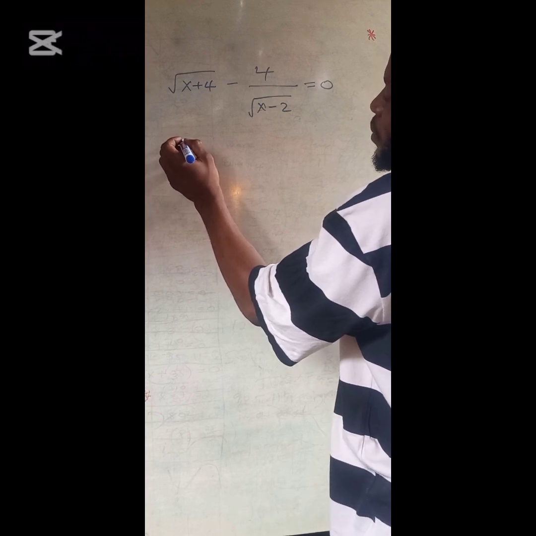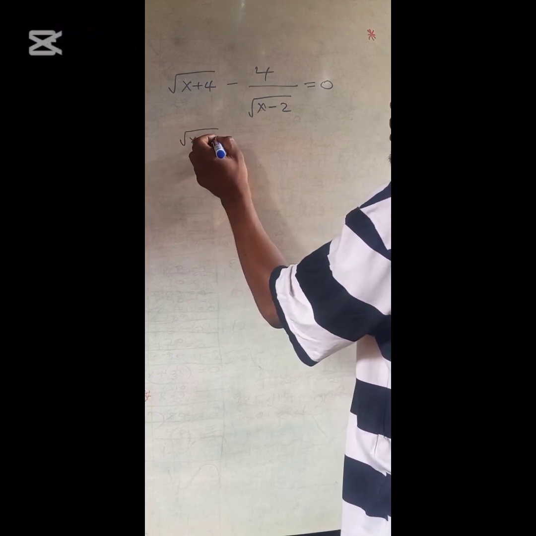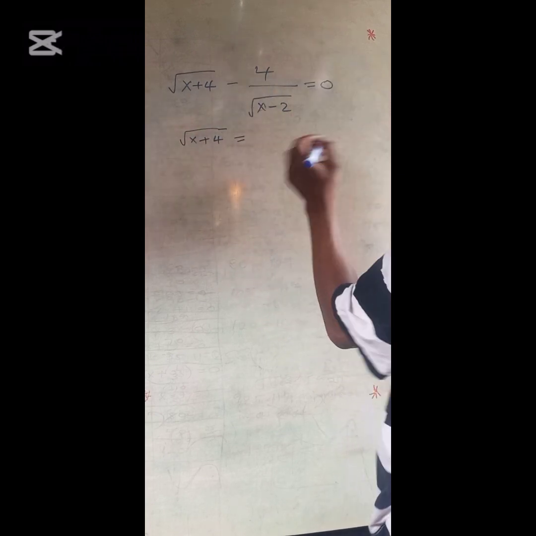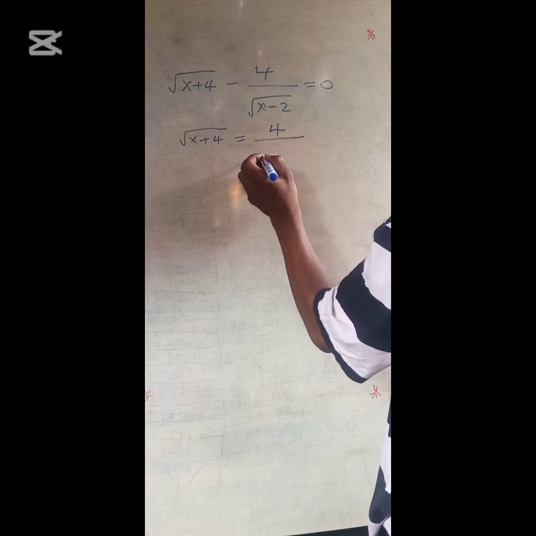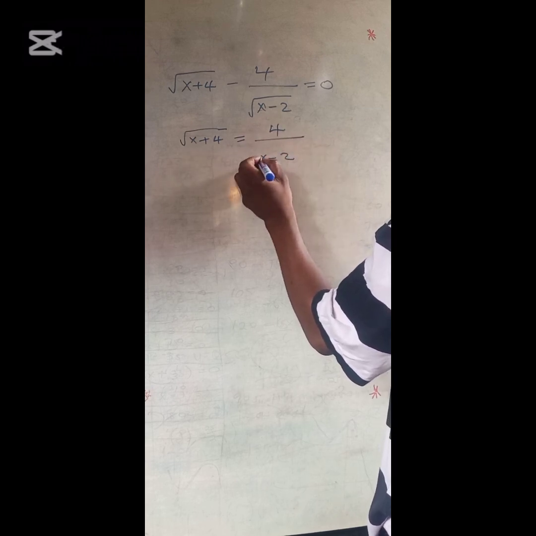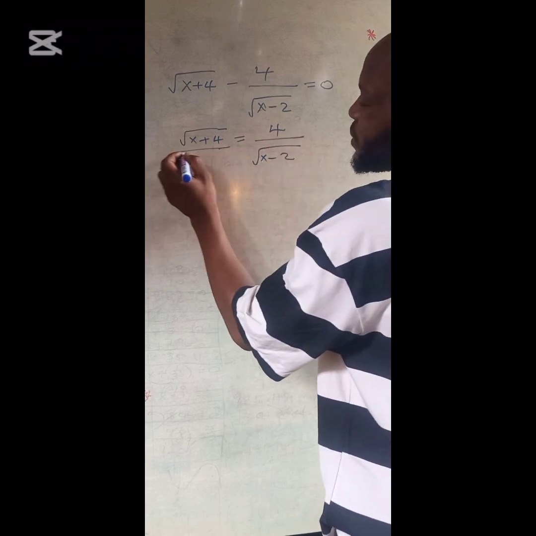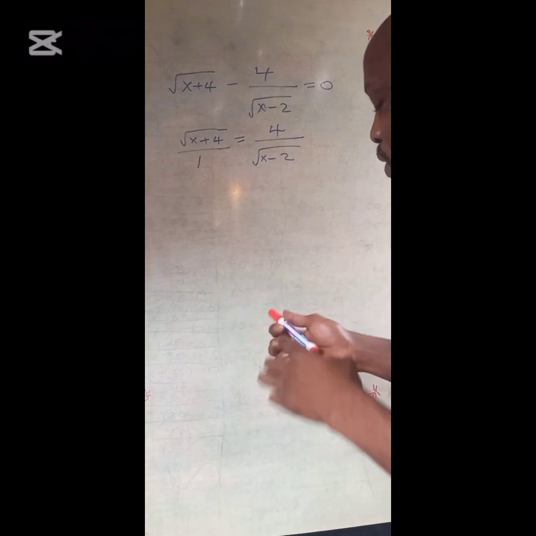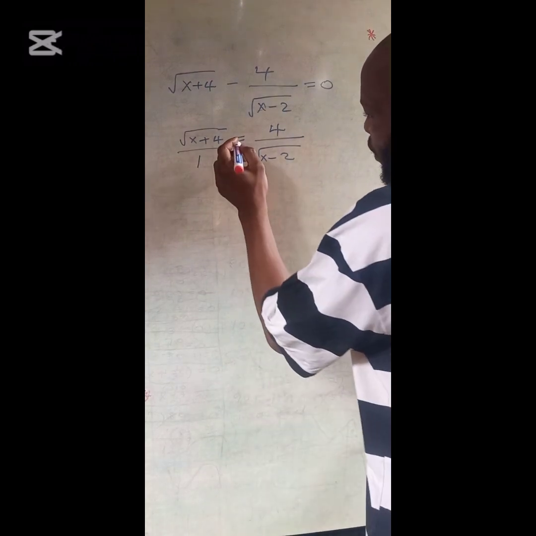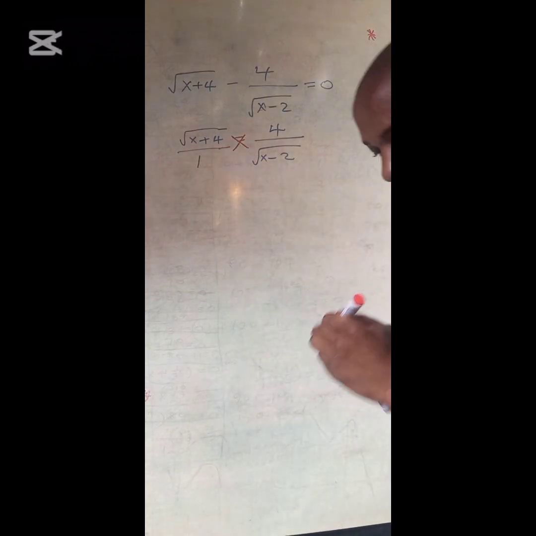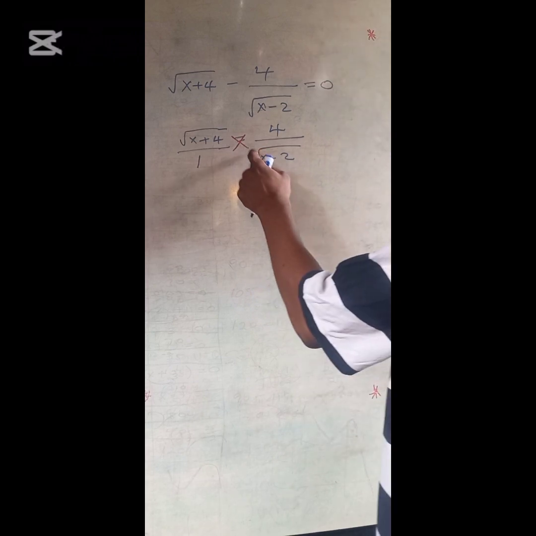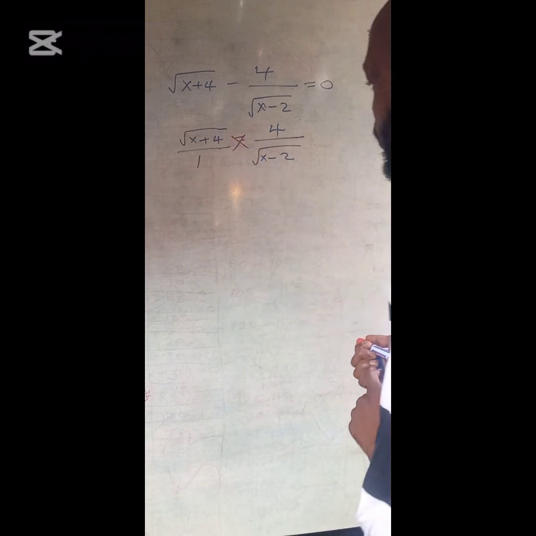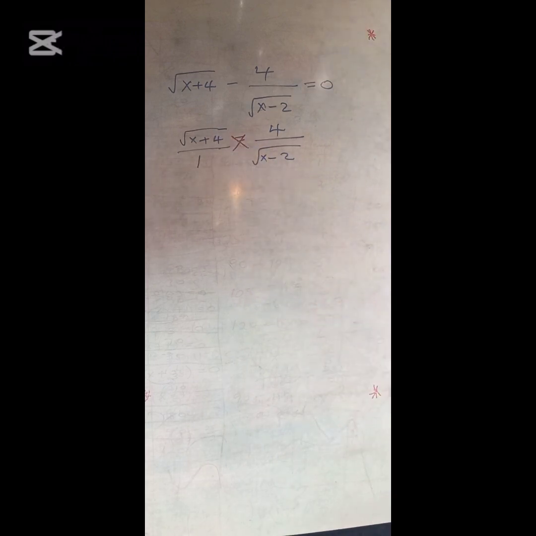Or we might say, okay, since that side we have 0, let us transpose this one. Then it will change sign, right? And then when we get here, this is the same as divided by 1. We know that we can only cross multiply over the equal sign, right? So now we can cross multiply this by this, the square root of x plus 4 multiplied by the square root of x minus 2.